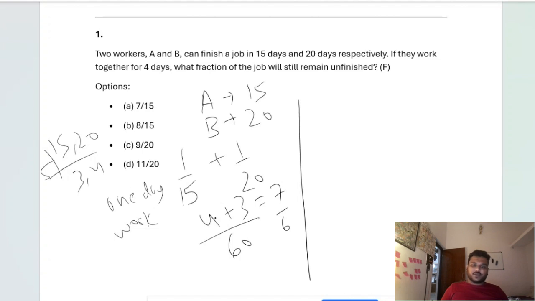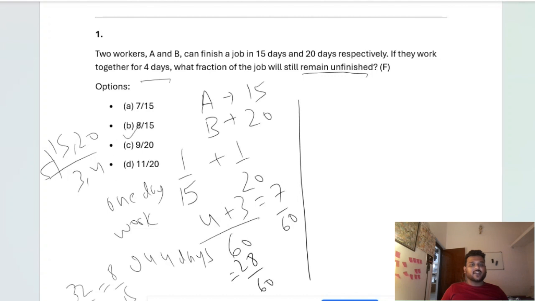Since the LCM is this, 7 upon 60 is their 1 day work. So they have worked for 4 days. So in 4 days, the work done will be multiplied by 4, 28 upon 60. Or since the answer asks how much work is unfinished, 28 done means 32 upon 60 remaining. This is the work which is remaining, and if you solve it, how much does it come? 8 by 15. So B is the right answer.